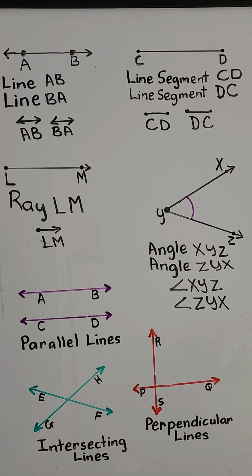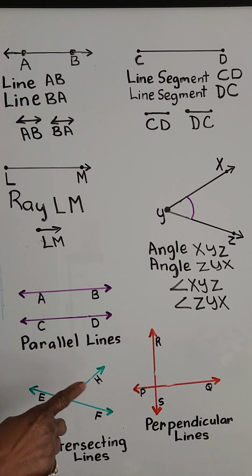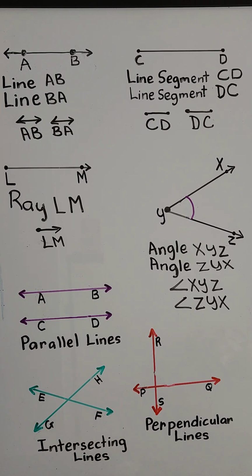Next, we have intersecting lines, and these are lines that cross over. As you can see, they intersect. So GH and EF are intersecting lines. That means they cross over each other.